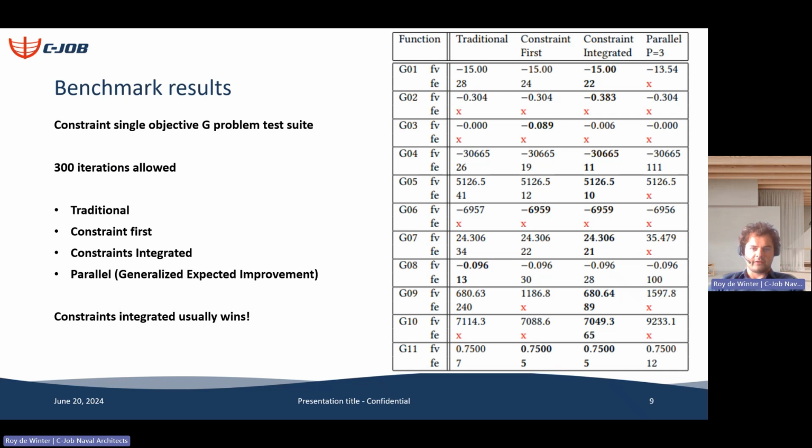In the constraints integrated way, the constraints are directly used in the optimization algorithm so that the acquisition function can be optimized while being sure that the constraints are feasible. So the constraints are directly used instead of a constraint surrogate. And finally, an experiment is done with a generalized expected improvement acquisition function that can propose multiple solutions per iteration. For our benchmark test, we selected 3 solutions per iteration. To no surprise, the constraint integrated approach usually finds the best solutions in the least amount of evaluations.